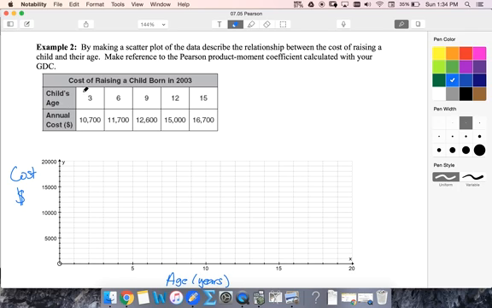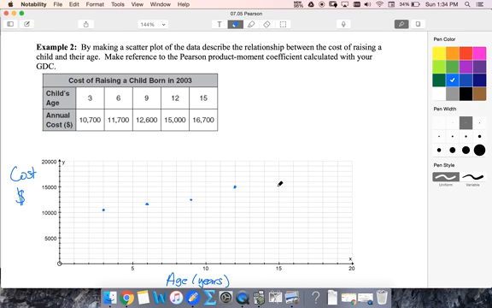So plot these points. So 3 and then 10,700. So it looks like we're counting by thousands. So 10,700, that's close to 11,000. 6, 11,700, close to 12,000. 9, 12,600. So there's my 10, 11, 12, that's close to 12 and a half. 12 is exactly 1,500, so that's nice. That's one that's right in the cross.